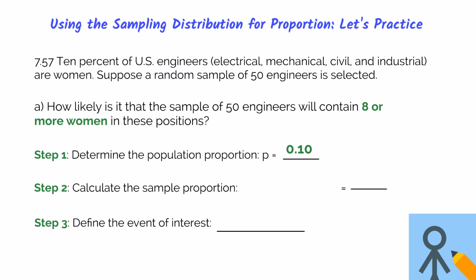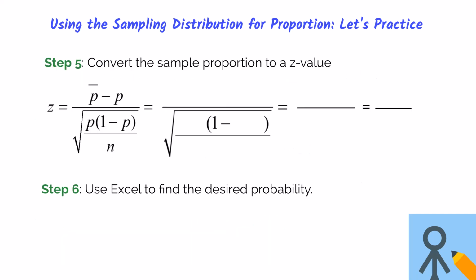So step 2 is we need to calculate the sample proportion. So here's our formula for p-bar, where we take X, or the number for our variable of interest given in the story, divided by the sample size. So we are interested in knowing how likely that our sample of 50 engineers will contain 8 or more women. So 8 is our X, and we divide by the sample size of 50, and we get 0.16. We can now write the event of interest as P of the sample proportion is greater than or equal to 0.16.